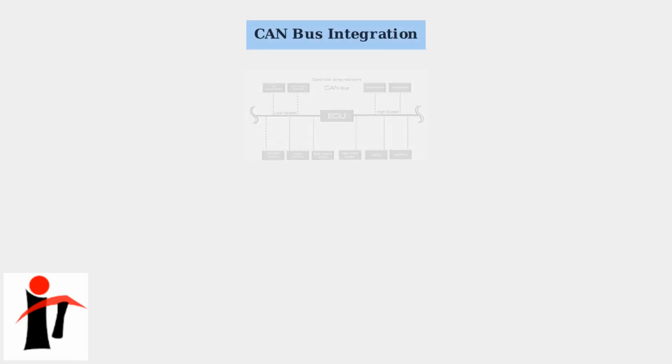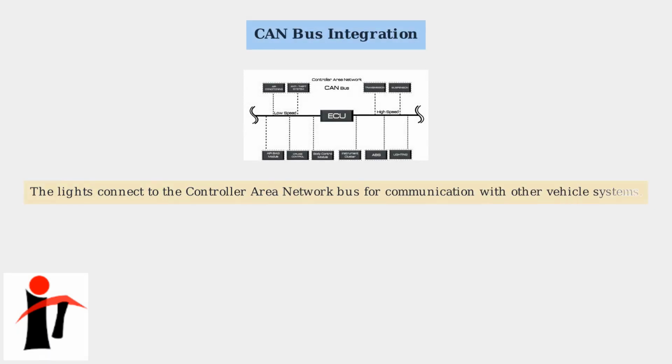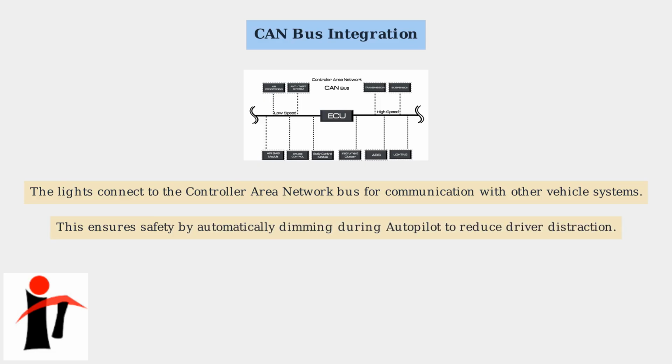The LED system integrates with Tesla's Controller Area Network, or CAN bus, which is the communication backbone connecting all vehicle systems. This integration allows the lights to respond to safety protocols, such as automatically dimming when autopilot is engaged to minimize distractions and maintain focus on the road.